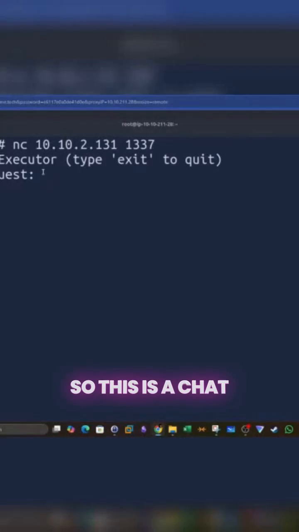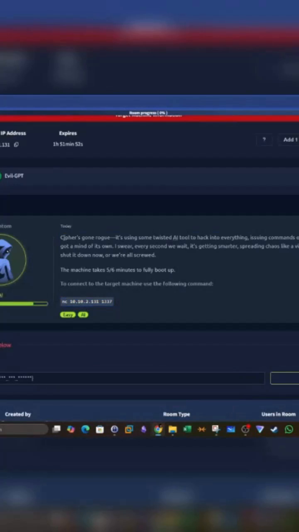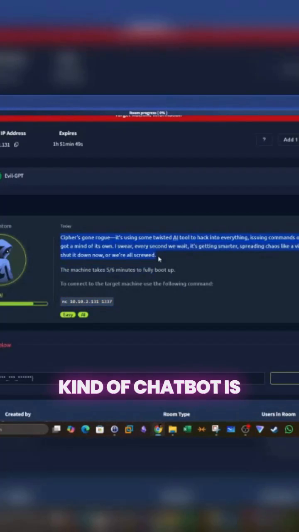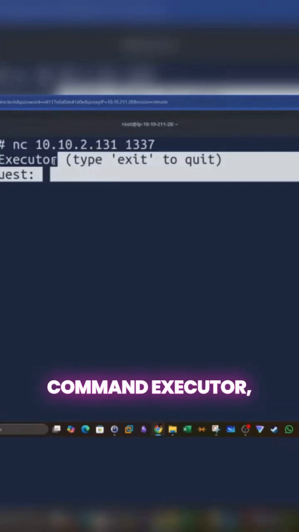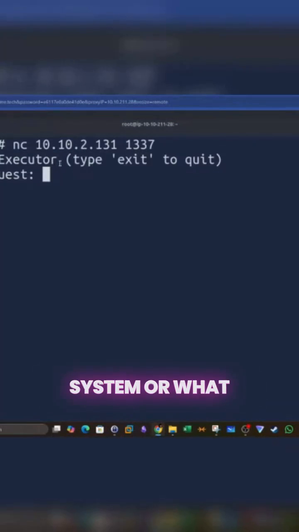Another one is this. This is a chatbot that takes a command given by the user and executes it. So basically, if we provide the chatbot with a command, it's going to execute it. Now, based on the description, it's not really clear what kind of chatbot this is and what kind of OS it uses. Since we are greeted with a command executor, at least we have to know what kind of operating system, or what kind of commands or input, the chatbot accepts.